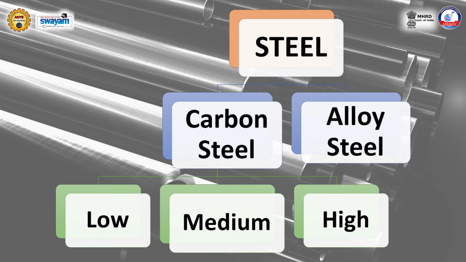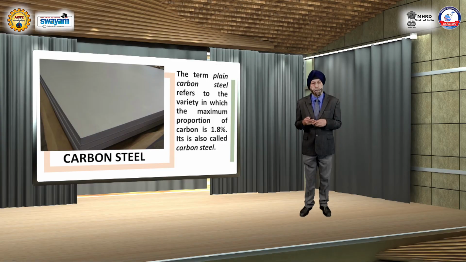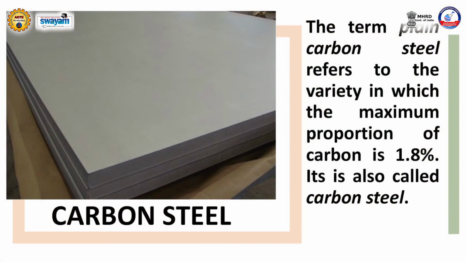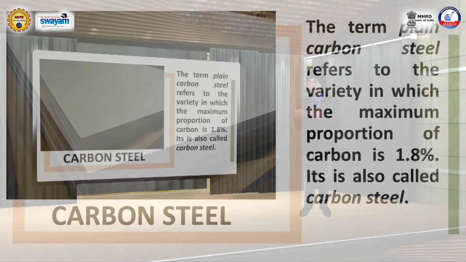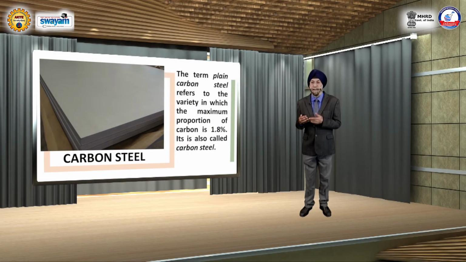The carbon range in both types of steel is the same, that is 0.2 to 1.8%. We will be mainly discussing plain carbon steels today. The term plain carbon steel refers to a variety in which the maximum proportion of carbon is 1.8%. It is also called carbon steel.